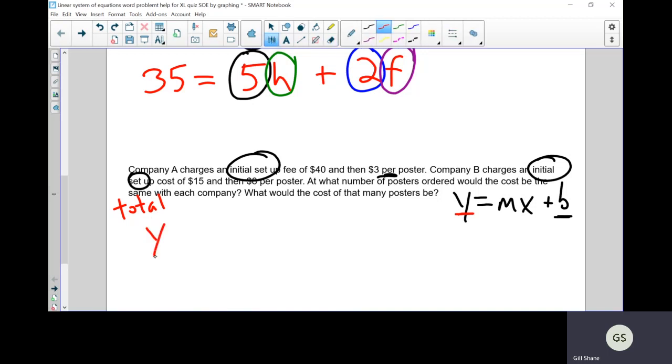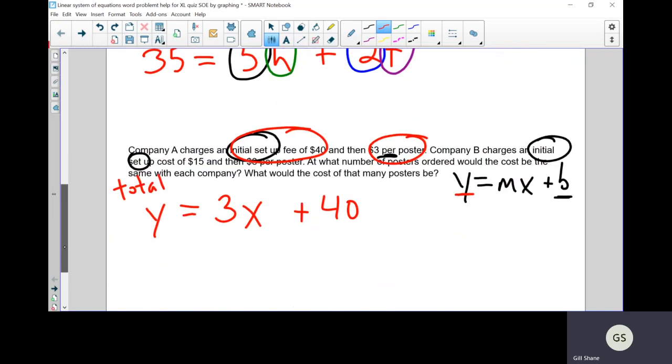So there's a Y. We don't know the total, so that's going to be the Y. We know the initial cost, and then we know the cost per poster, but we don't know what the total cost is. So Y is going to equal, again, the initial cost is going to be at the end, because that's the one time. And then the per poster cost, the $3, is going to be our M value, and then there's our X. So these are actually pretty easy to set up once you figure out which direction you have to go in to do it.